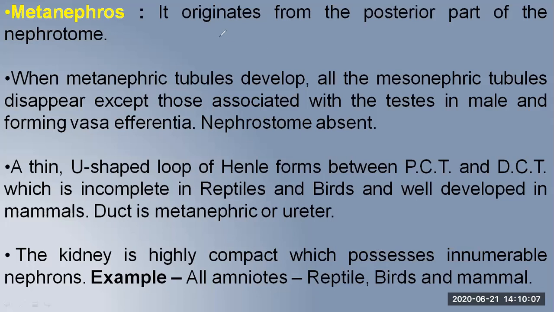First, they have given that it originates from the posterior part of the nephrotome. Posterior part of the nephrotome is simply the sacrum region. Sacrum is the bone which is found in the vertebrae. When metanephric tubules develop, all the mesonephric tubules disappear, except those associated with the testis, meaning the mesonephros total will not disappear. Some region of the mesonephros will remain, which is responsible for the formation of the testis in the male as well as the vasa efferentia.